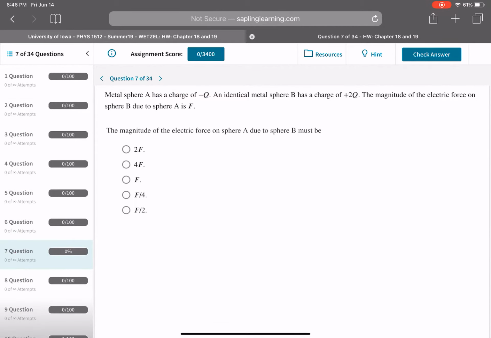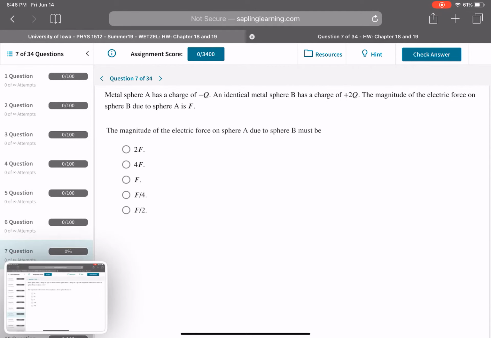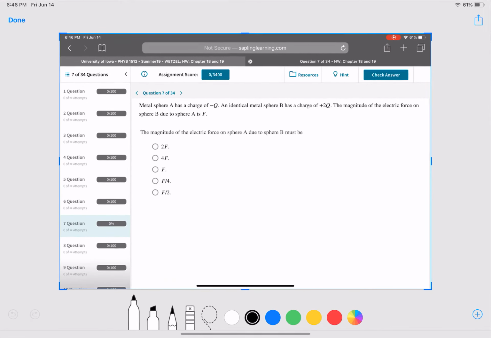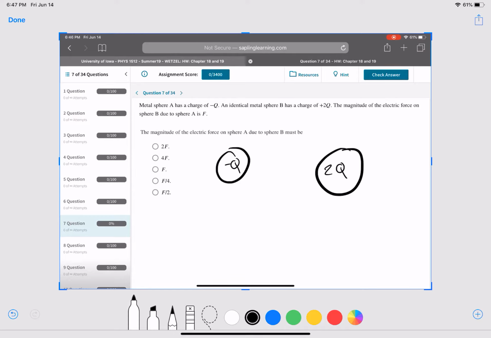Number 7, a metal sphere A has a charge of minus Q. An identical metal sphere B has plus 2Q. The magnitude of the force on sphere B due to sphere A is F. What is it on the opposite side? So you've got a sphere with minus Q, another sphere with 2Q. We know that they're going to be attracted to each other. Now, what is the force between them?